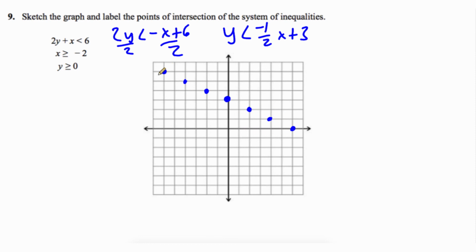Now, as we're drawing in this line, this does not have the equals to line underneath it. So I'm just going to draw in a dotted line to represent that inequality. I'm going to hold off on shading this. I'm going to wait till we get all 3 of our inequalities plotted out to do our shading.